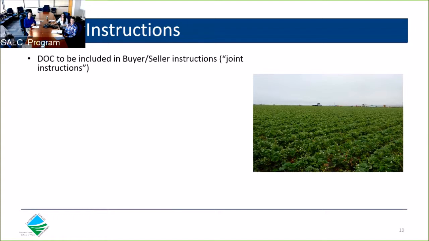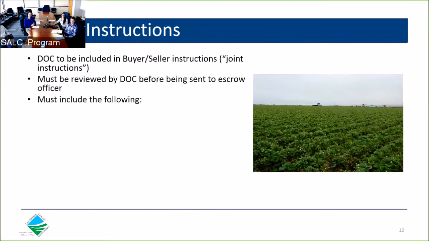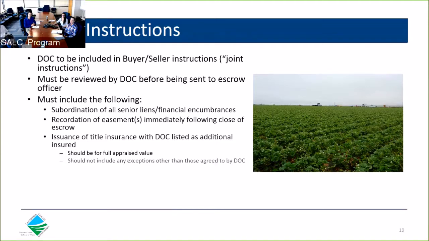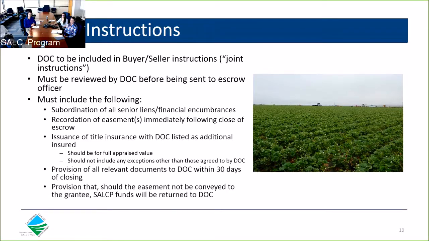It is important to note that prior to submitting the escrow instructions to the escrow officer, the department must review the draft to ensure all the following items are included: subordination of all liens and financial encumbrances, recordation of the easement immediately following the close of escrow, issuance of title insurance with the department listed as additional insured, provisions of all relevant documents to the department within 30 days of closing, and provisions that state, should the easement not be conveyed, SALC funds will be returned to the department. Please note that before the department can release the warrant into escrow, the department must be provided with the escrow officer's signature on these escrow instructions.